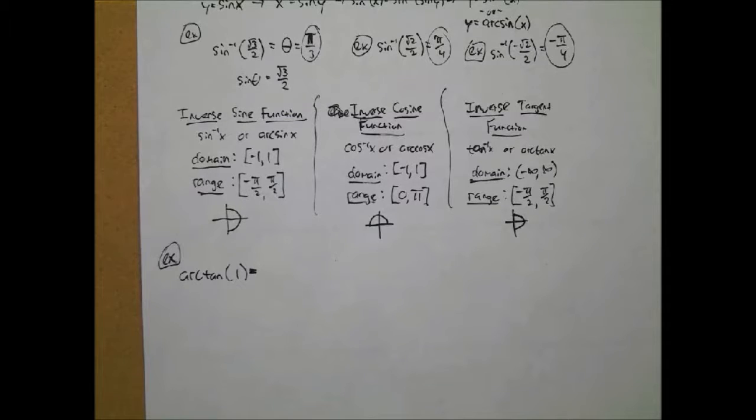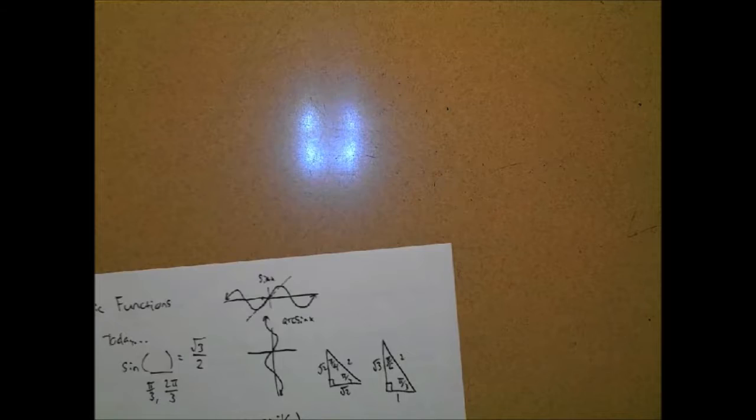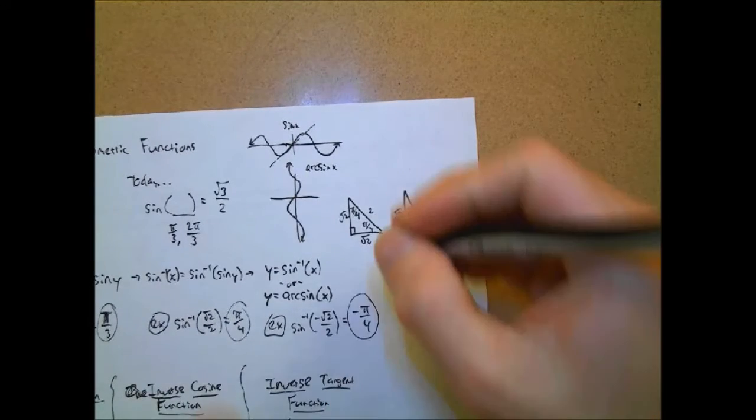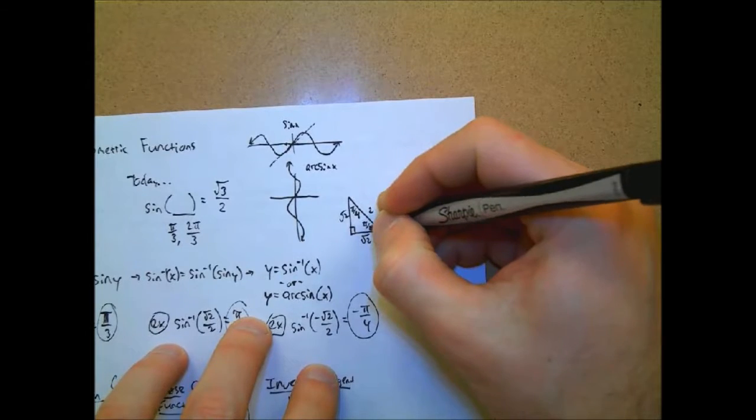So arctangent of 1, in other words, tangent of what gives us 1? Well, we can go back up to our little triangles here, right? Tangent, remember, is opposite over adjacent. So at what angle here, if we do opposite over adjacent, are we going to get 1?